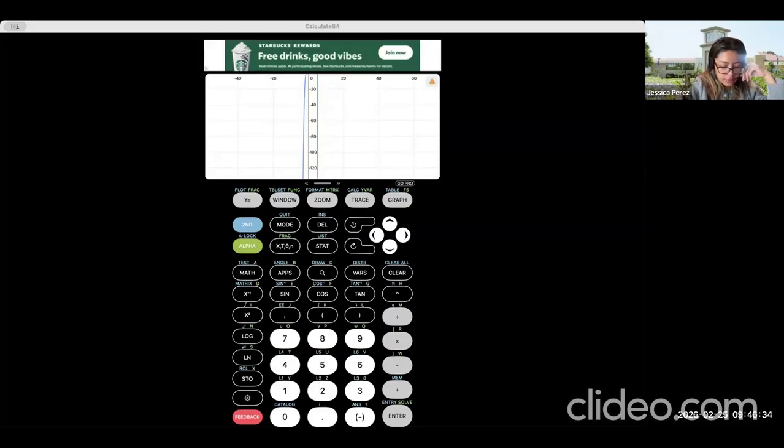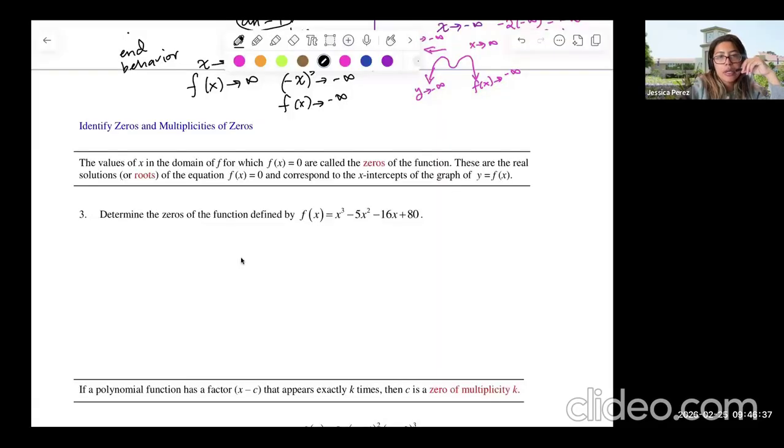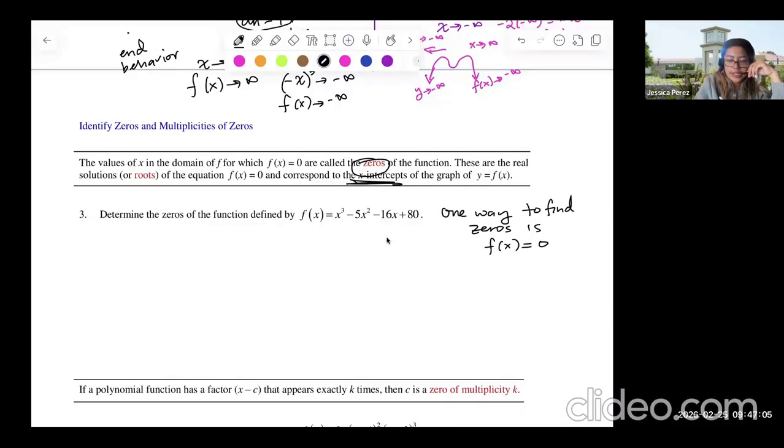Now, determining the zeros of the functions, for which f of x is equal to 0. When I'm looking at zeros, that means I'm looking for x-intercepts, how many times it crosses the x-axis. So determining the zeros of the function defined by this third degree polynomial. One way to find zeros is letting f of x equal 0 and finding x. So it's like you are finding your x-intercept. So 0 is equal to x cubed minus 5x squared minus 16x plus 80.